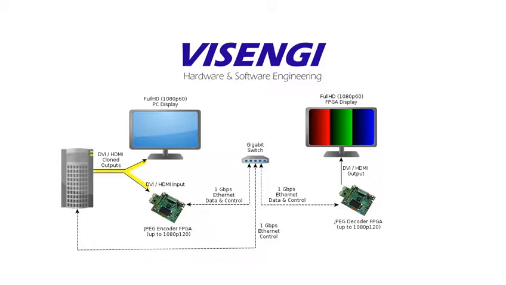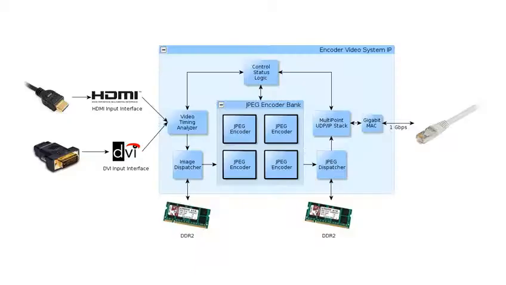The first output goes directly to the left display. The second is sent to the encoding system FPGA. This FPGA contains a DVI HDMI input interface and 4 hardware JPEG encoders working in parallel. They allow a constant encoding throughput of 265 megapixels per second or two 1080p 60 streams.